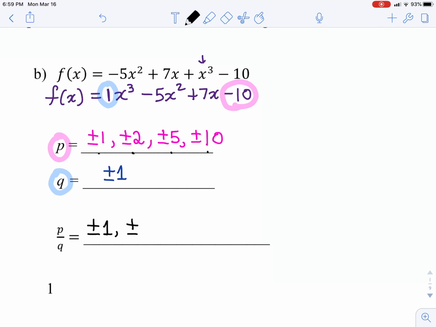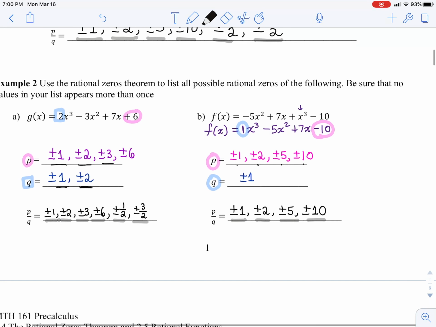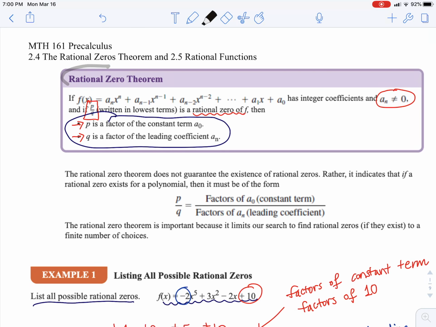So it's just going to be the P repeated. Plus or minus 1, plus or minus 2, plus or minus 5, and plus or minus 10. That's it. So in this, I have how many? Let's count. I have 1, 2, 3, 4, 5, 6, 7, 8 different possible rational zeros that we can test using synthetic division, and we'll do that part in another video. But for this lesson, for this video, I want you to just practice writing the P over Q's, the list of all possible rational zeros, and what we just used is called the rational zeros theorem, okay?